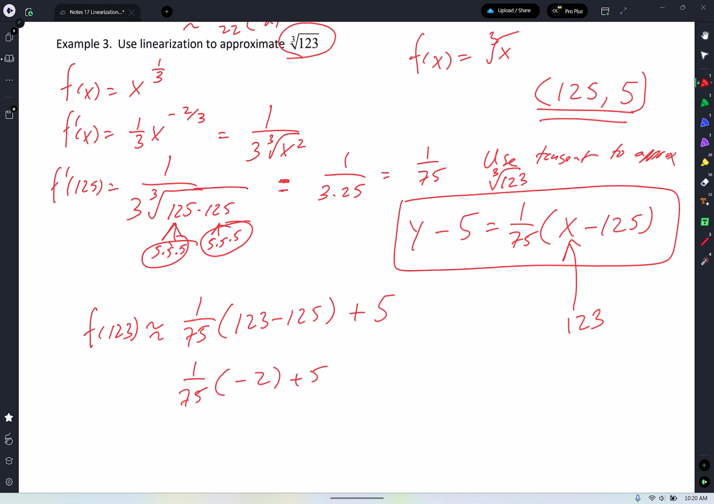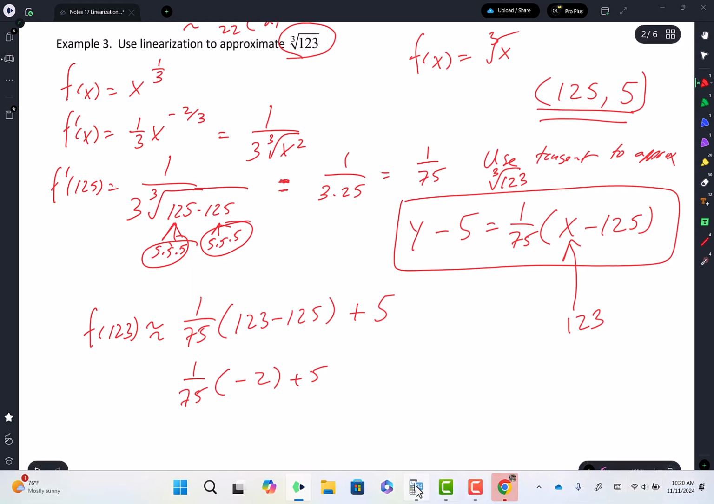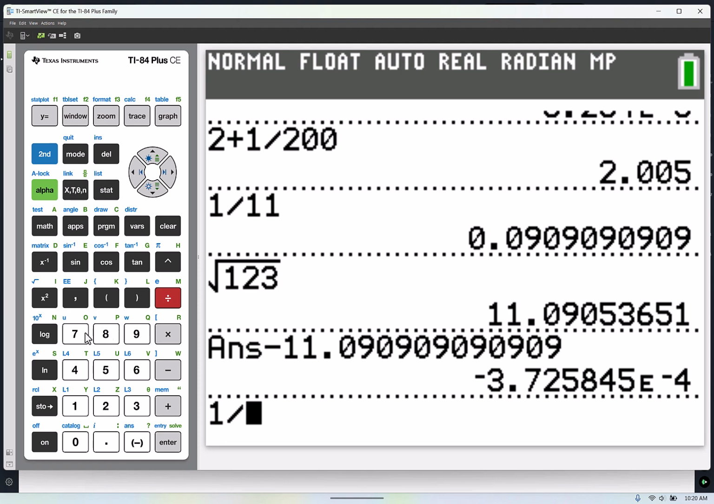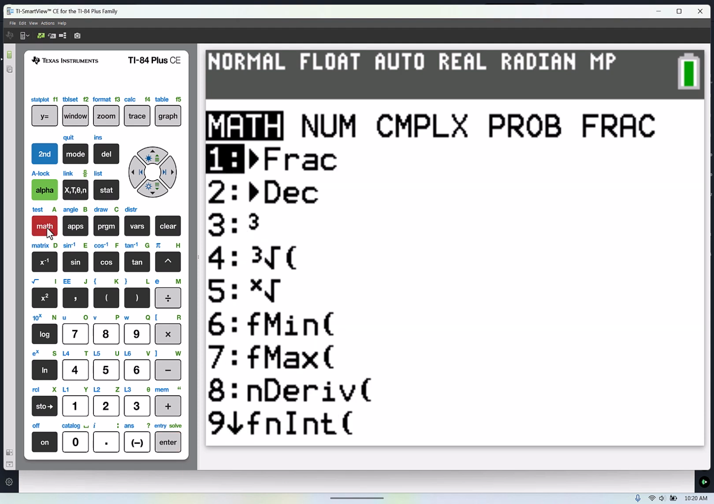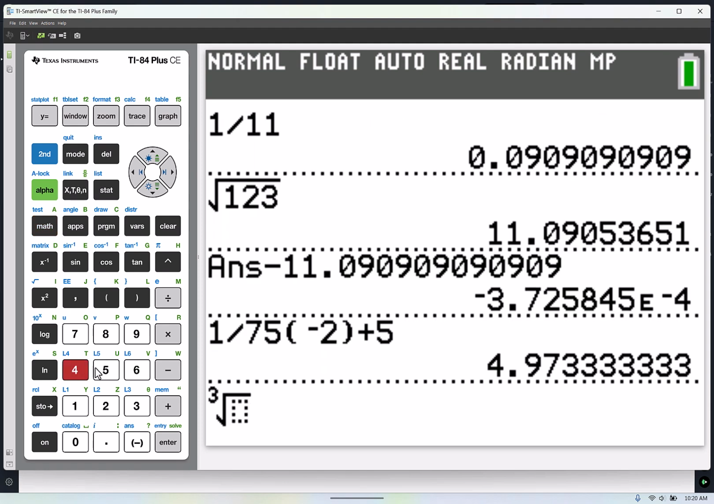Negative 2 plus 5. What is it? 1 over 75 times negative 2 plus 5. 4.97333. Let's see what the real one is. Cube root. By the way, how do I find cube root on the calculator? Math. And there it is, number 4. Check it out. Number 5 is for any root. 5th root, 6th root, 7th root, 10th root, 11th root. But there it is, guys. And you don't need this. You could have also raised it to the 1/3. Look, number 4. Third root.